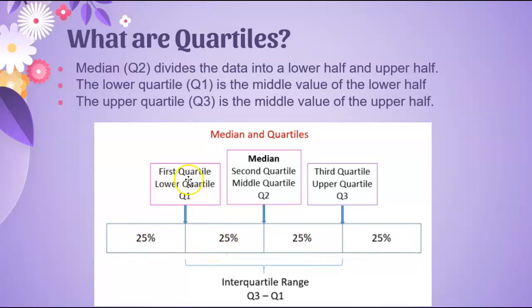The lower quartile, Q1, divides this lower half of data into two sets. It's the median. And Q3 is the median for the upper half of the data set. And as you can see, that divides the whole data set into 4 equal parts. That's why it's called a quartile.